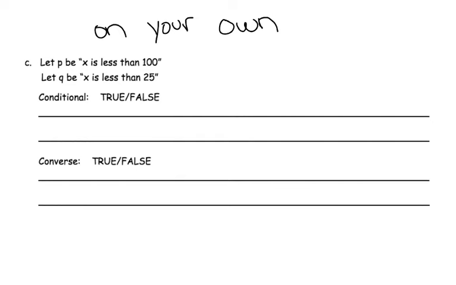Oh, yay! Yippee! How fun. I know you're just smiling so hard. You get to do this one on your own. Remember, P is our hypothesis here: x is less than 100. And then Q is going to be your conclusion: x is less than 25. For the conditional statement, it should be if P, then Q. Then tell me whether you think that statement would be true or false. Then on the converse side, you're going to flip it: if Q, then P. And again, let me know if you think it's true or false.